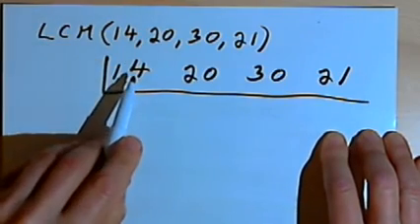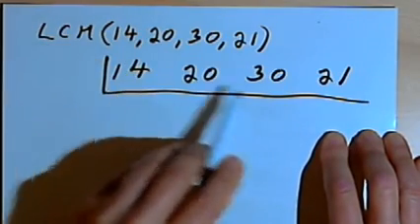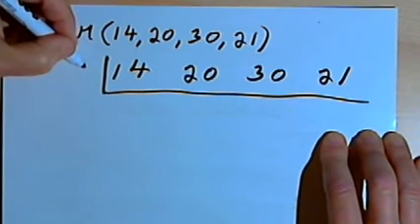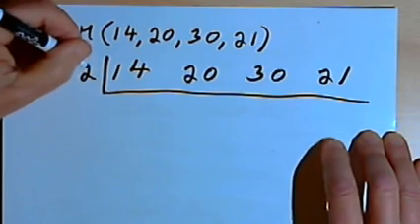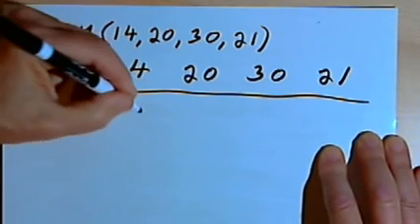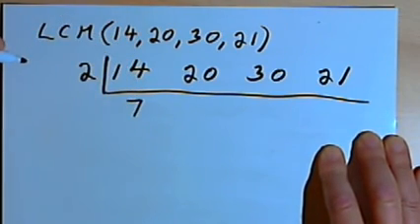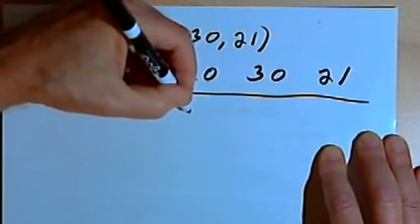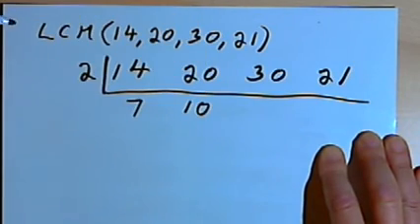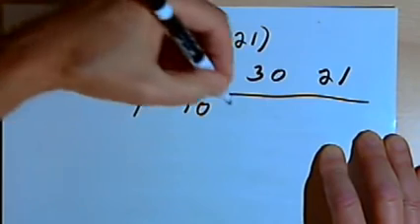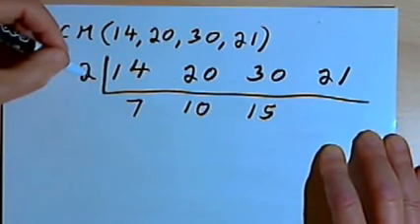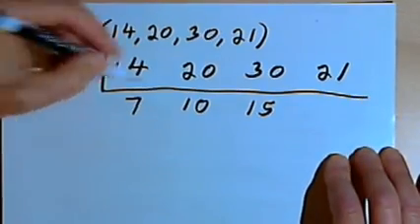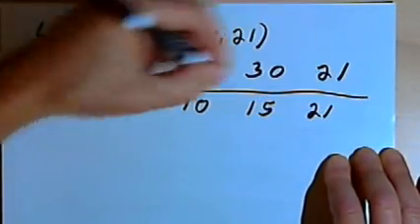And let's see, 14, 20, and 30 are all even. So I'm going to divide out a 2. I'll put a 2 to the left of the box. 2 divided into 14 goes 7 times, so I write a 7 under the 14. 2 goes into 20 10 times, so I write a 10 under the 20. 2 goes into 30 15 times, so I write the 15. And 2 does not divide into 21, so I just bring down the 21.